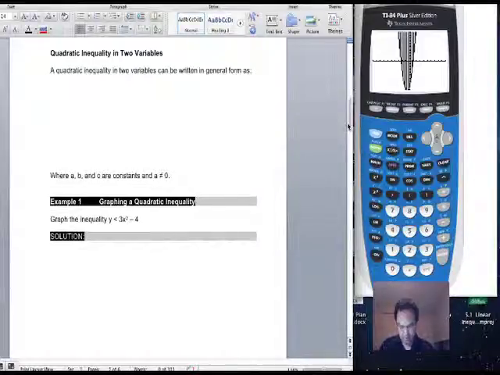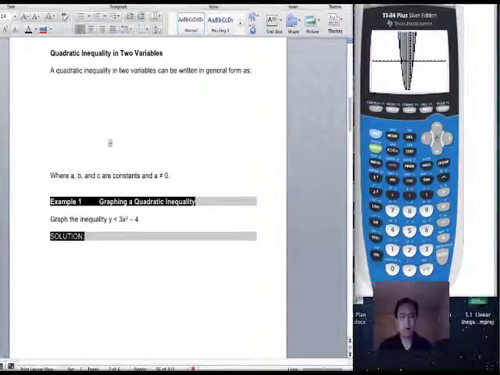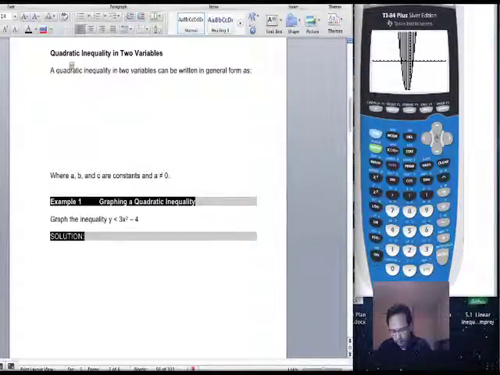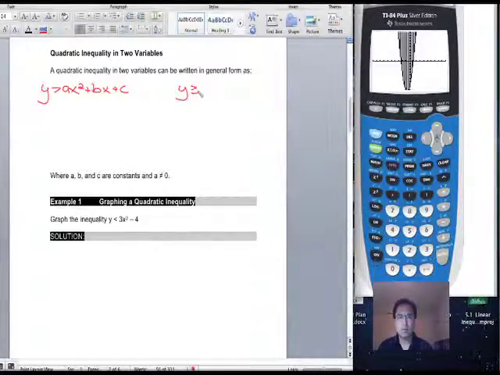And just like with the linear inequalities, this is the same sort of idea where we are now replacing the equality symbols with the inequality symbols. Let's get my pen going here. So we can have y is greater than ax squared plus bx plus c, or y is greater than or equal to x squared plus bx plus c.